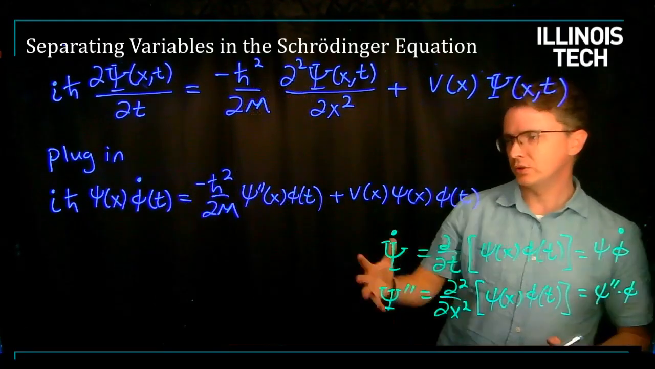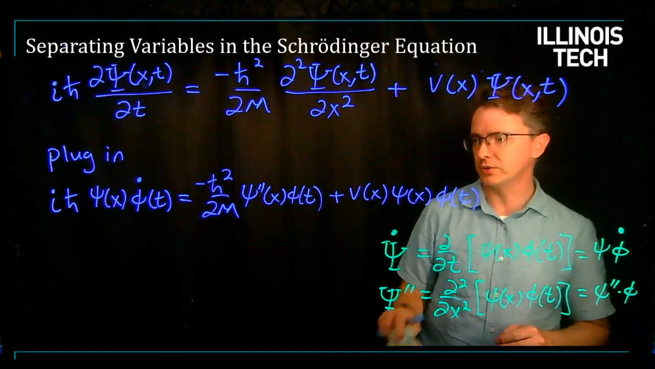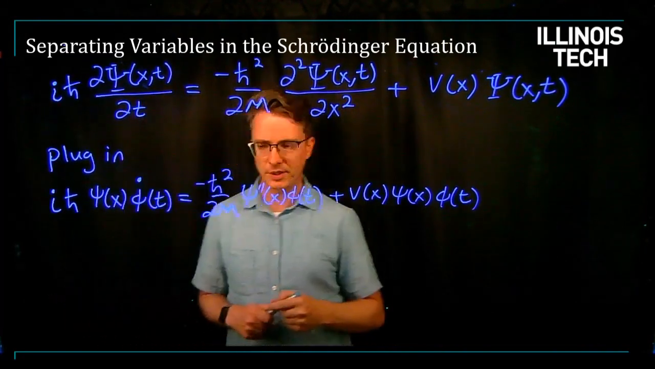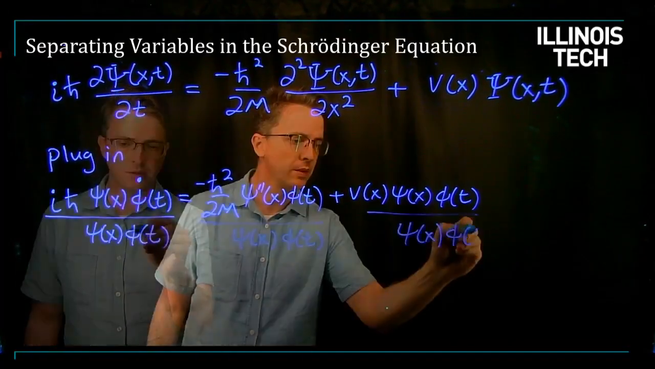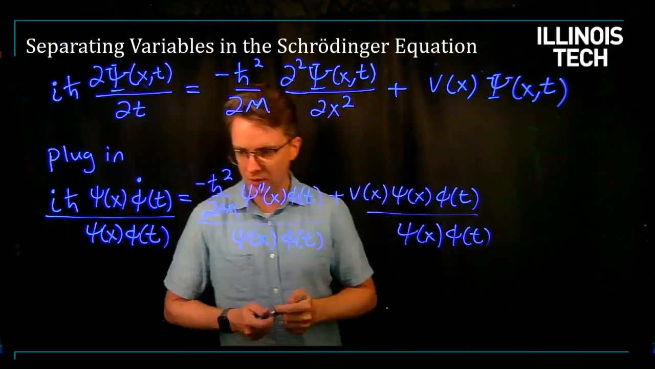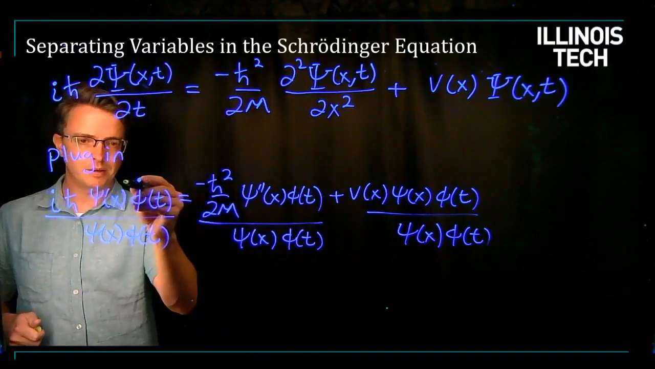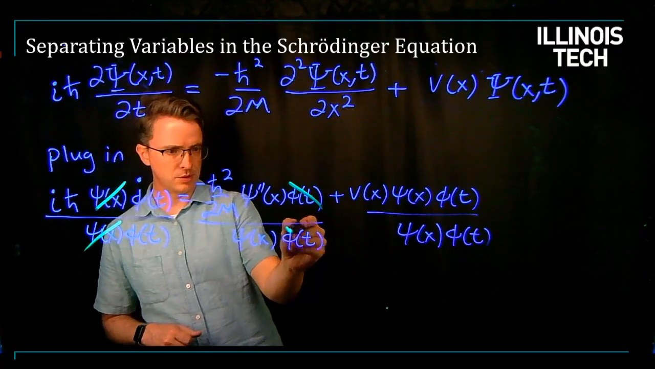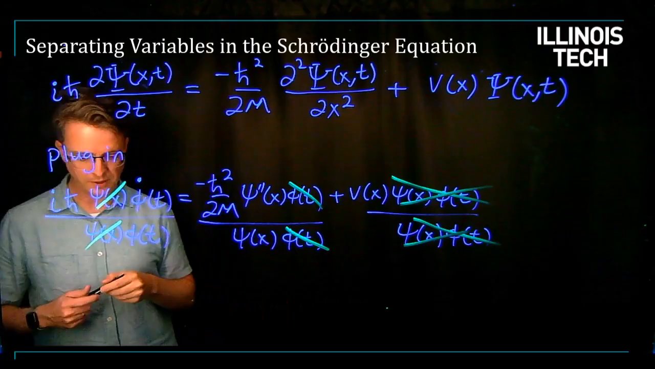Okay. And it doesn't look like it's accomplished too much. It looks kind of like it's just made things more complicated, but we'll see why that's useful in just one second. All right, the next step is I'm going to divide both sides by psi of x times phi of t. So I just divided both sides by the same thing. And what do we get here? We see there's some cancellation. So this psi on the top here cancels with that psi. This phi here cancels with this phi. And both the psi and the phi here cancel with each other.